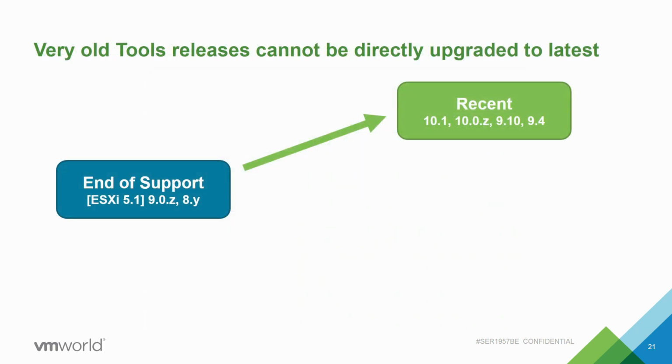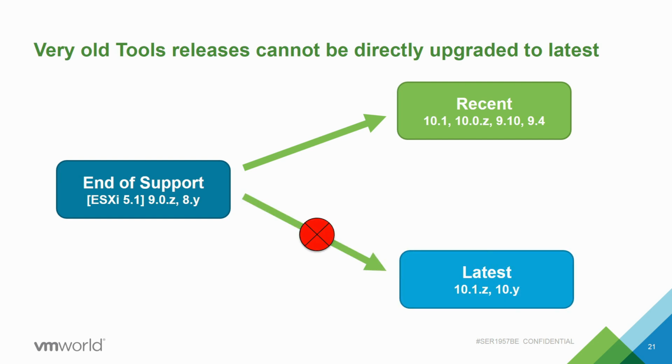But last year we reached end of support for some versions of ESXi. So you probably know that 5.0 and 5.1 are no longer supported. And so the versions of tools that we shipped with those versions of ESX are no longer supported. And that's how we're handling that. You can upgrade those VMs to 10.1 or 10.0.12.